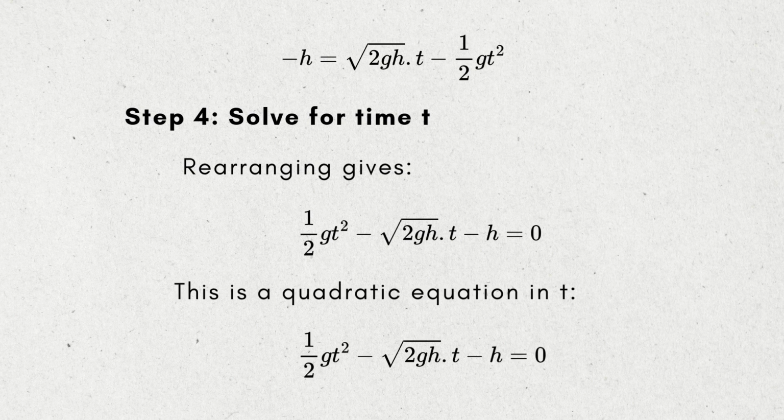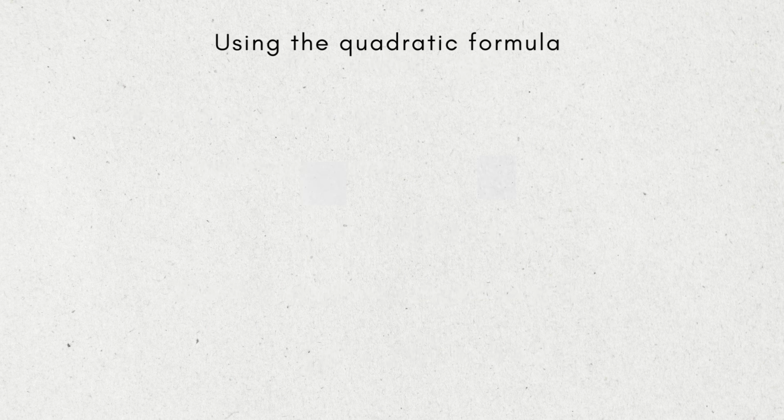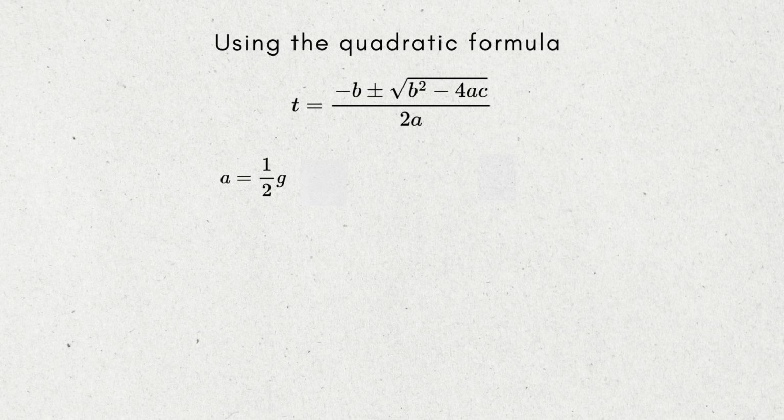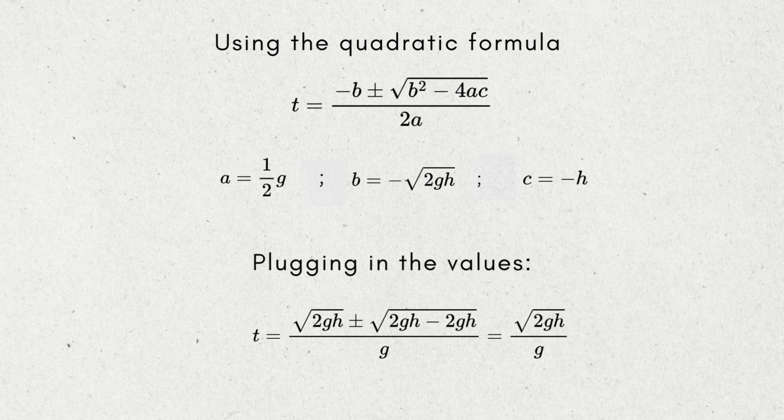This is a quadratic equation in t. Using the quadratic formula, t = (minus b plus or minus square root of b² minus 4ac) / 2a. We know that a = g/2, b = minus square root of 2gh, c = minus h. Plugging in the values, t = root 2h/g.